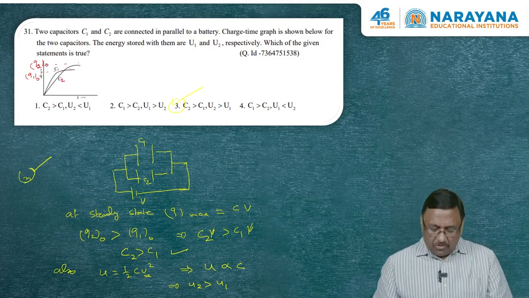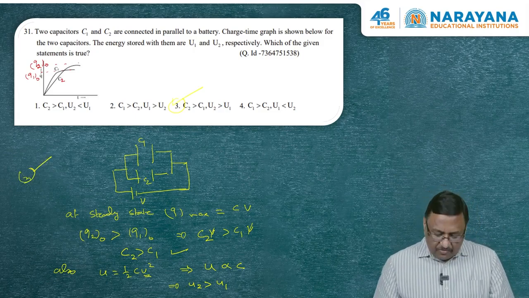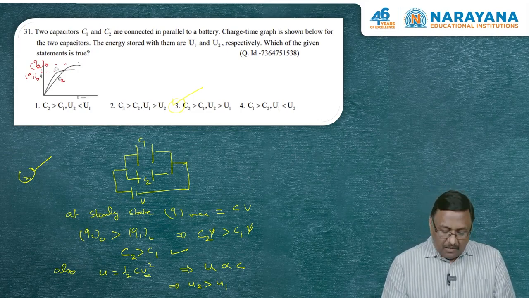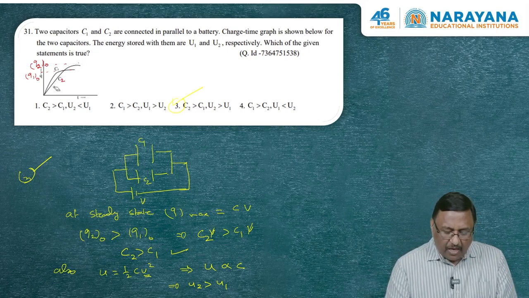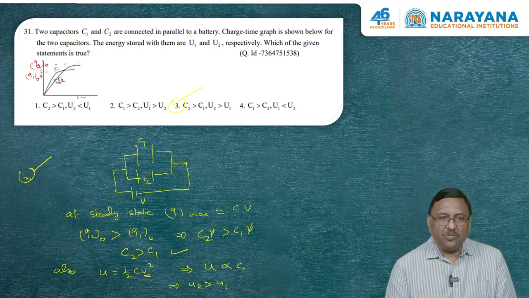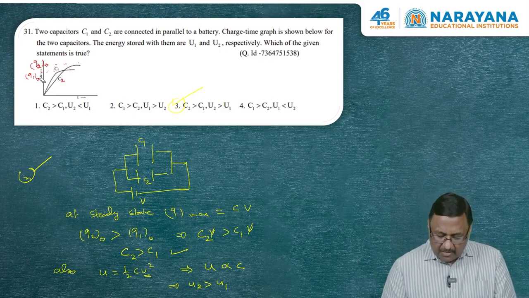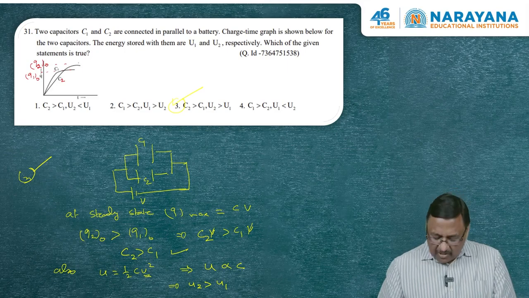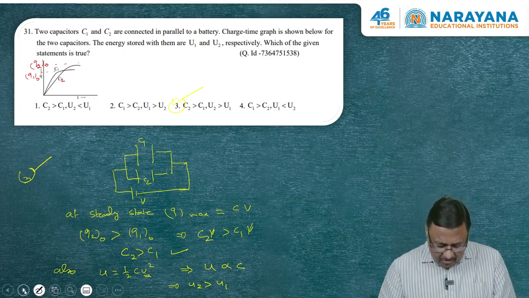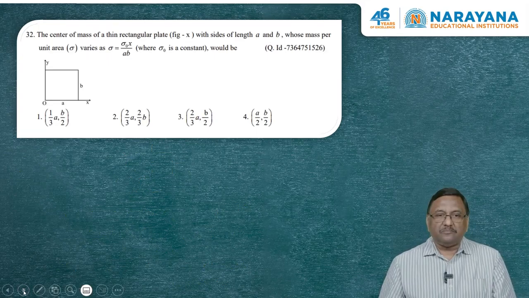I hope there is no confusion because we are writing it is parallel. As we have written, the graph is indicating that the second capacitor is going to acquire more charge. So Q2 is more and Q1 is less, so I can say C2 is more than C1. It's a very straightforward question, not an issue. That is also a simple question for us.